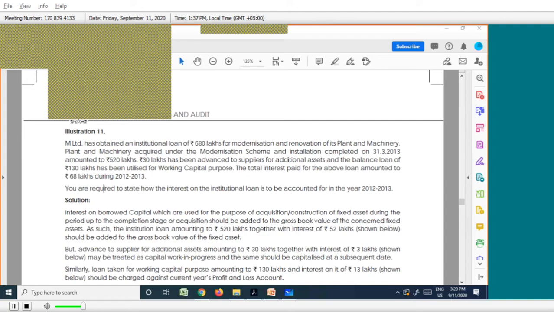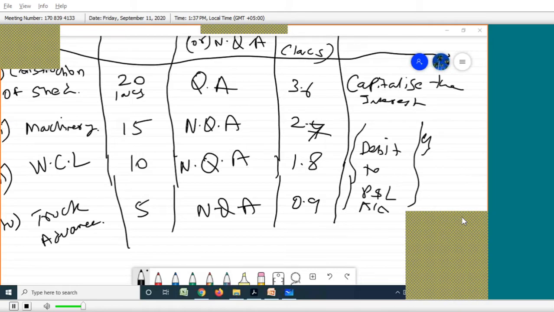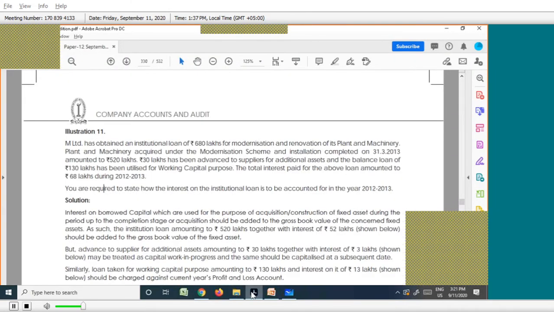Okay, the rest of the things are simple. Again, you have to work out the problem in the same manner, like how I worked out the previous problem. Out of 680, 520, 30, then 130. For that you have to apportion the interest.